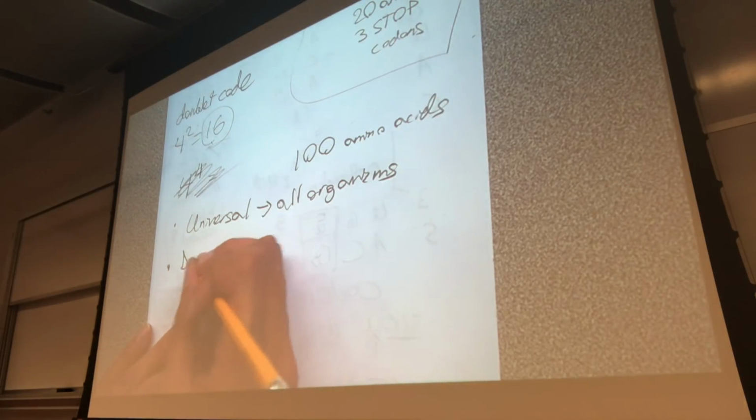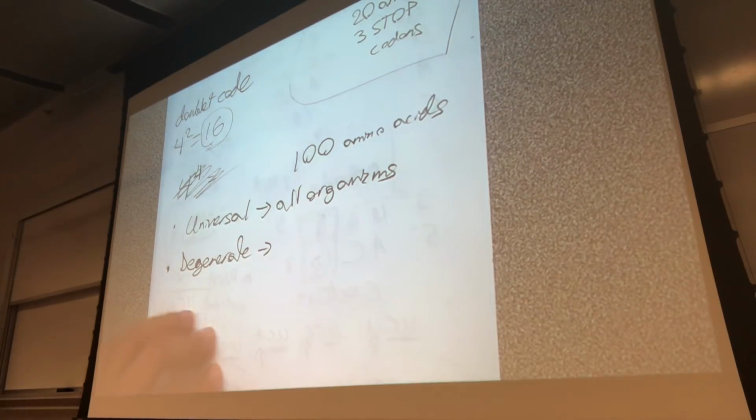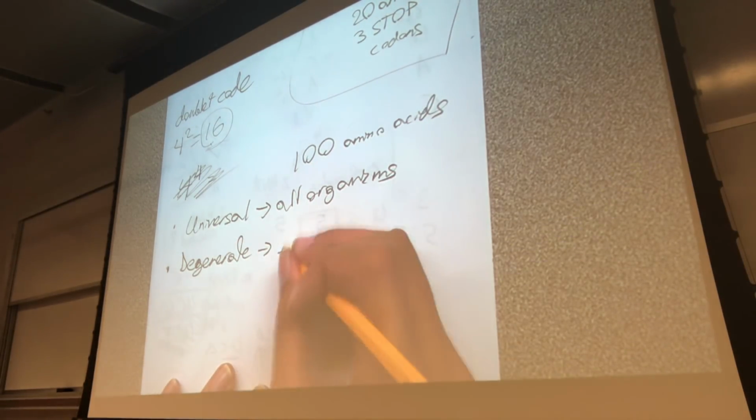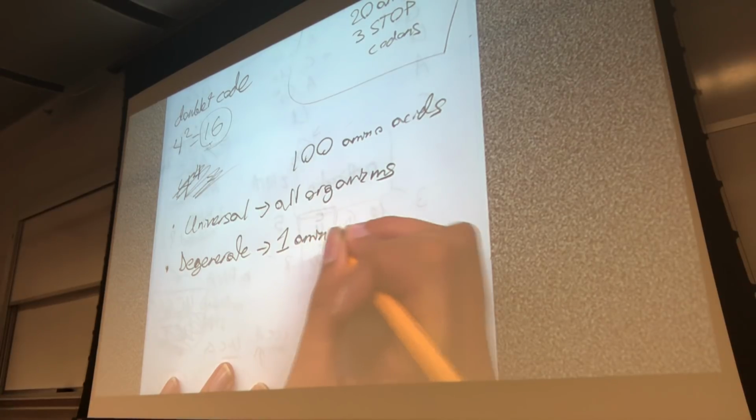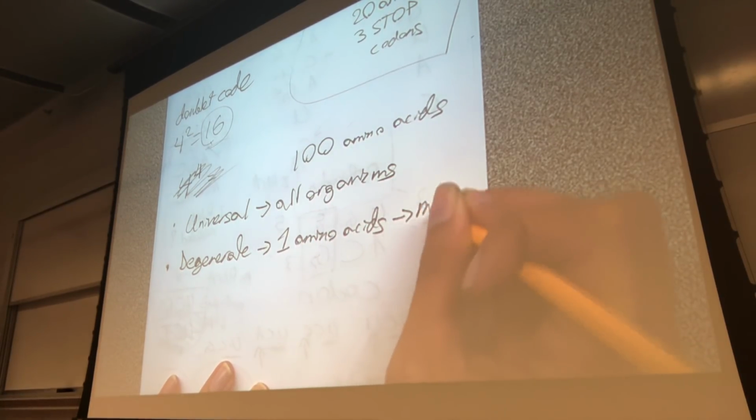Degeneracy, a degenerate code. This basically means one amino acid can be coded by multiple codons.